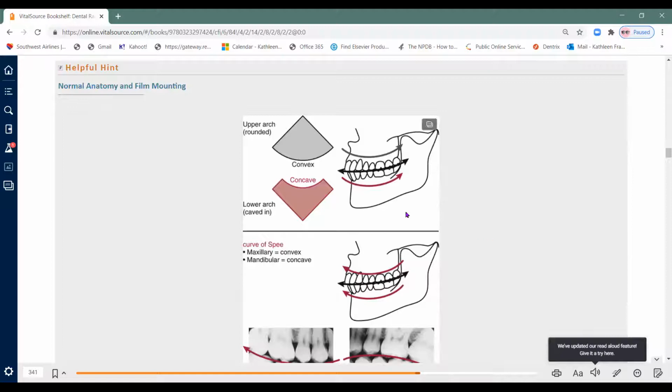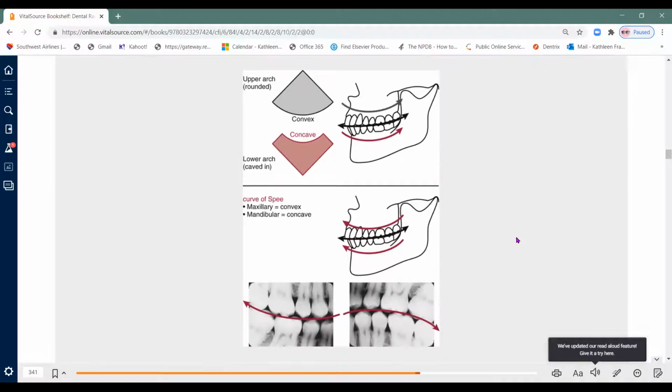Normal anatomy, when you look at the bite wings, so when you mount it digitally, you don't have to worry about turning your film over. You don't have to worry for a dot and a slot. But there's some things that you do need to know.